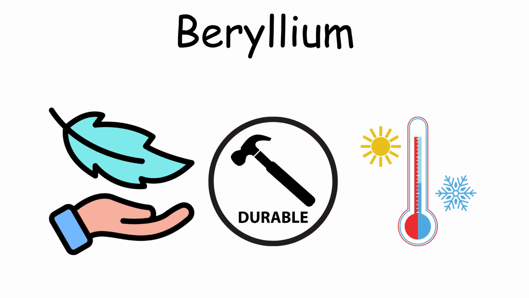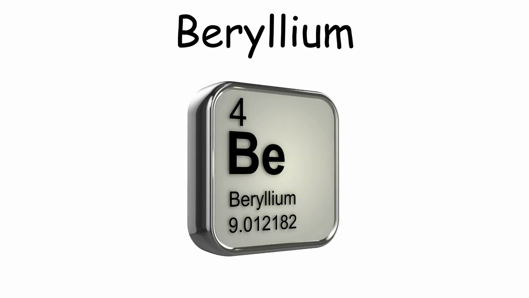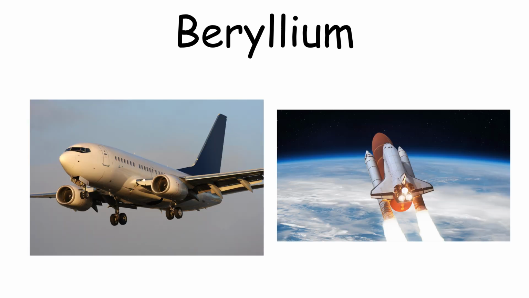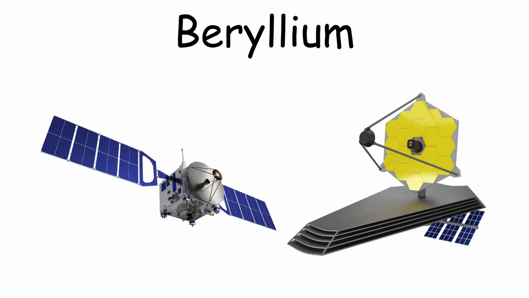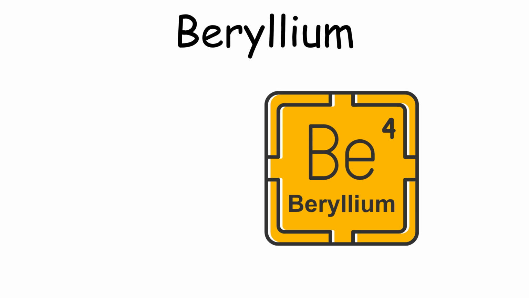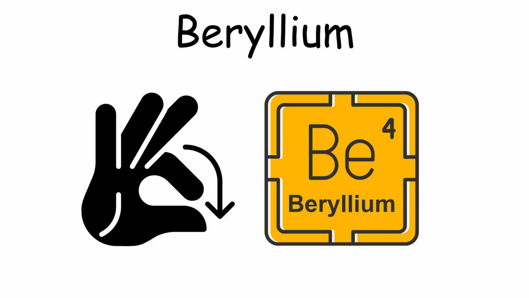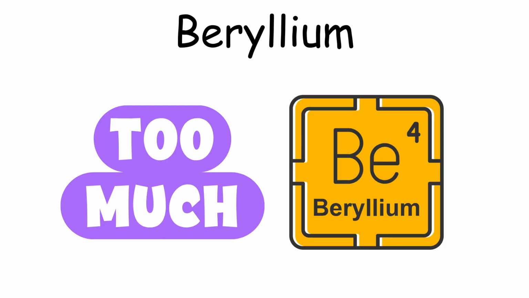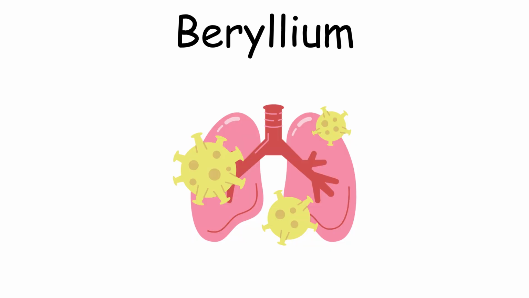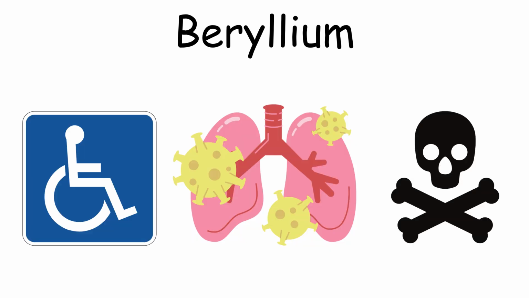Because of its light weight, stiffness, and stability through different temperatures, beryllium metal is used for structural components in aircraft, spacecraft, satellite, and the James Webb Space Telescope. On average, a small and non-lethal amount of beryllium is found in the human body, but too much exposure to it can lead to lung disease, resulting in disability or death.